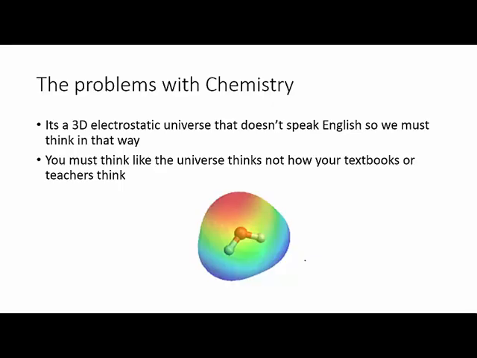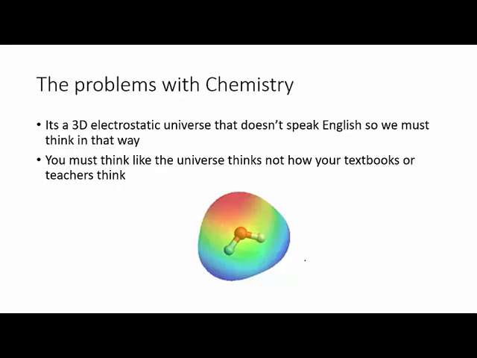All right. So the problem with chemistry is the universe is a three-dimensional electrostatic attraction between pos and neg. And what we do is we put sort of a vague mask and filter over it, which is English, and even our eyes and what we can see. But we have to think how the universe thinks, which is not what the filter of what our eyes are telling our brain, and it's not the English language. It's just a three-dimensional variation in degrees of positive and negative. And if you think in that way, then you'll understand everything.